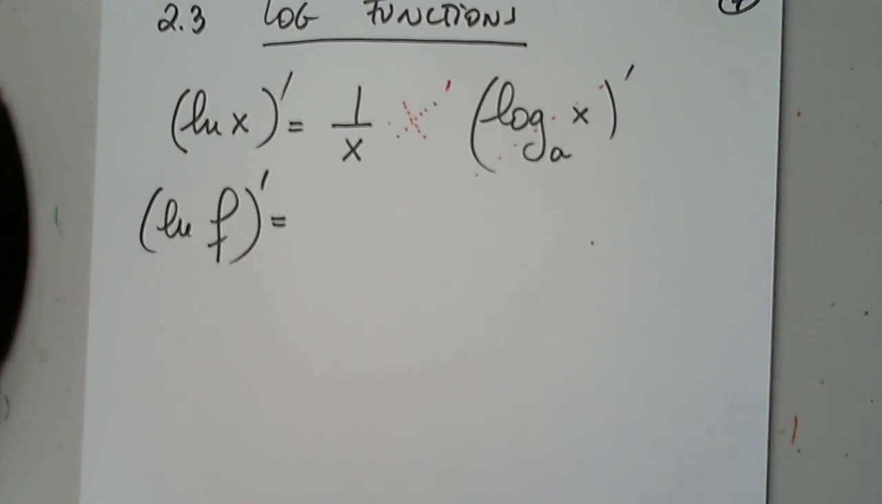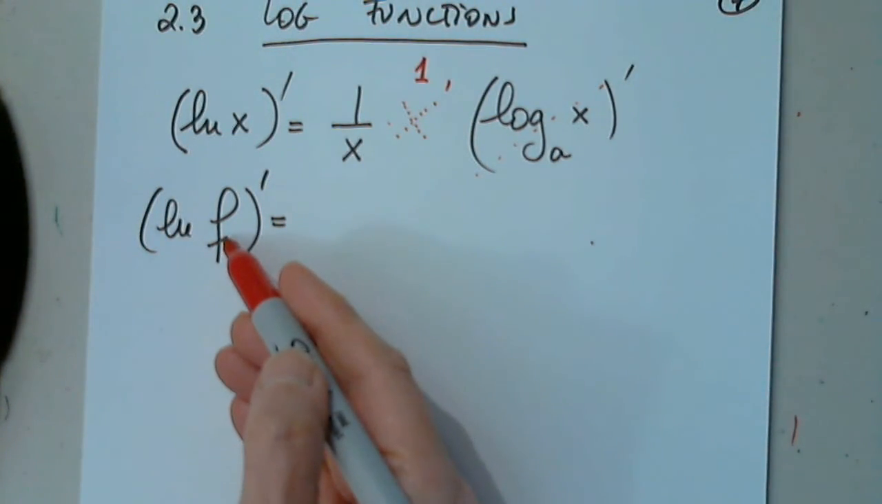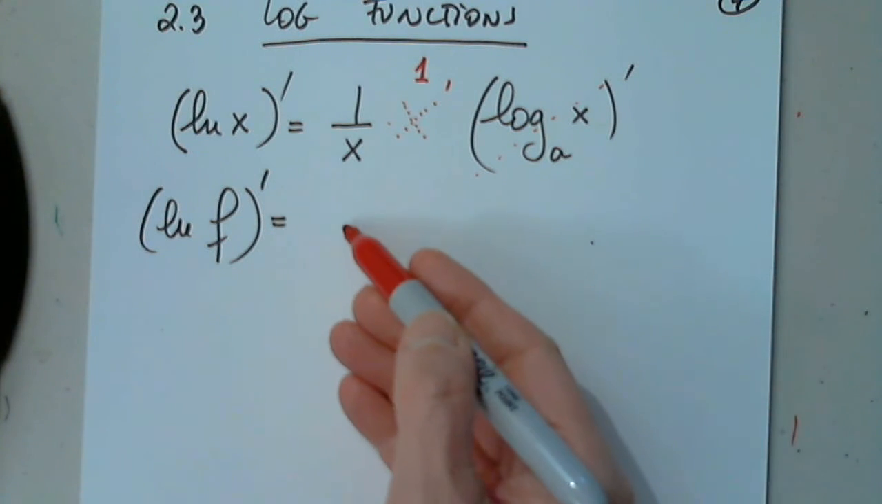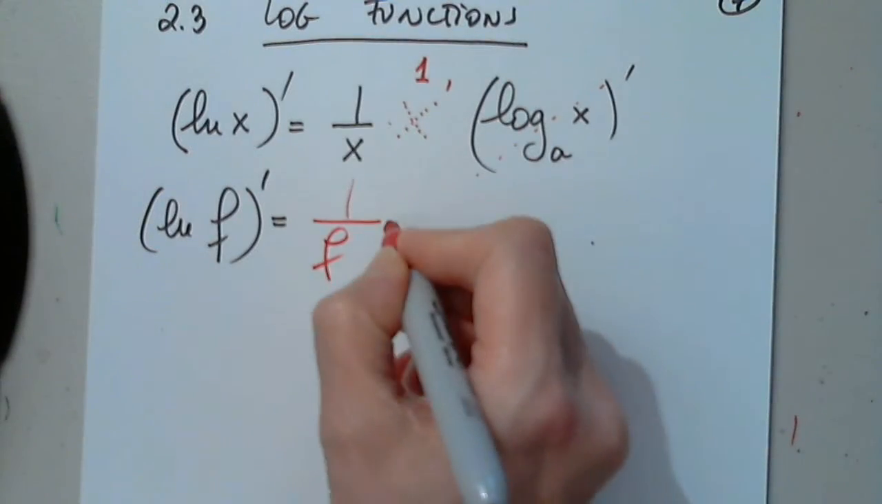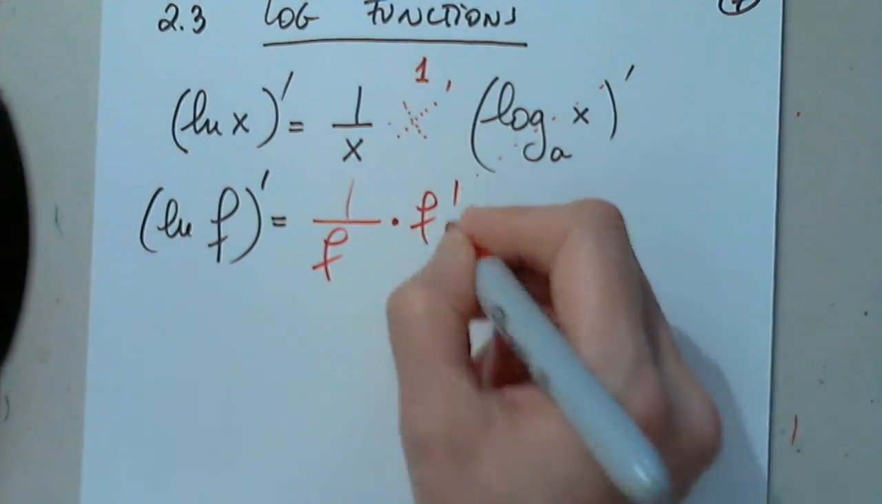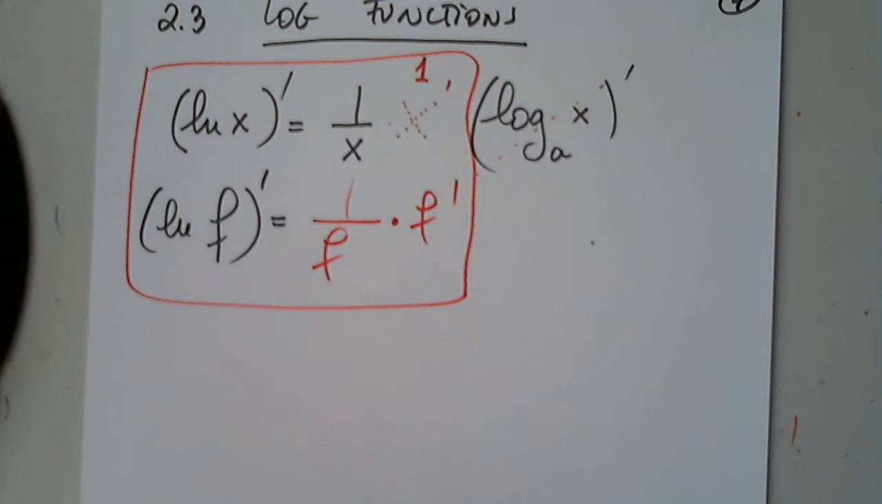It would come out to 1, because it's 1. But now this is not x, it's anything else. So how will I write the formula? And then we can go ahead and practice. Is it 1 over f times f prime? Absolutely. Good. That's it. So we are on page 216.